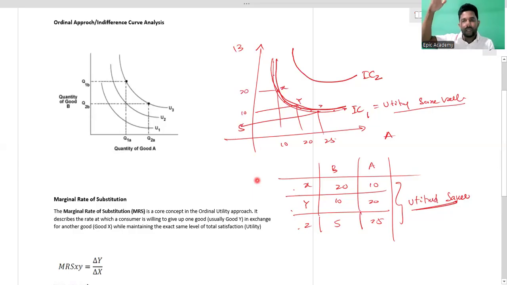The upper-level IC curve always represents a combination, I mean a bundle of consumption, that takes greater value than IC1. So it has higher utility, and it is considered a higher utility level. Here, you have to identify that an indifference curve always indicates utility, I mean satisfaction. Right?